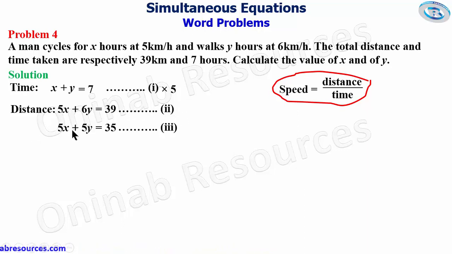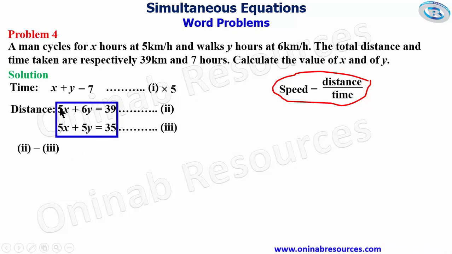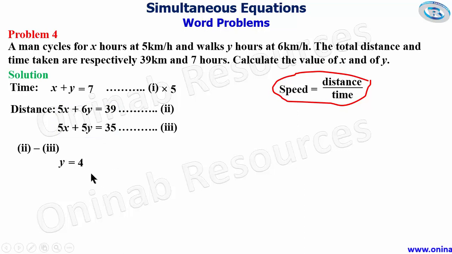We then concentrate on equations 2 and 3. This is 5x, this is 5x, it is subtraction that will eliminate x. So we say equation 2 minus equation 3. Here, 5x minus 5x is 0. Then 6y minus 5y will give me y is equal to 4, since 39 minus 35 gives 4.